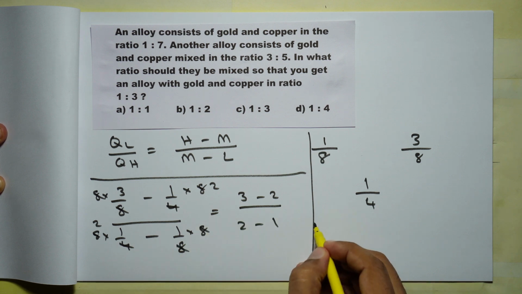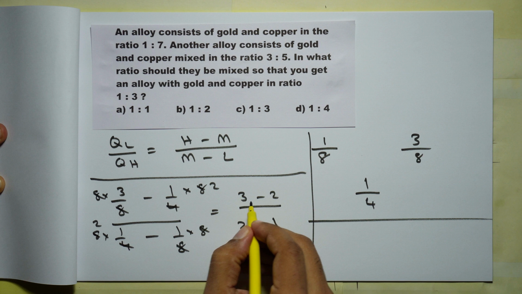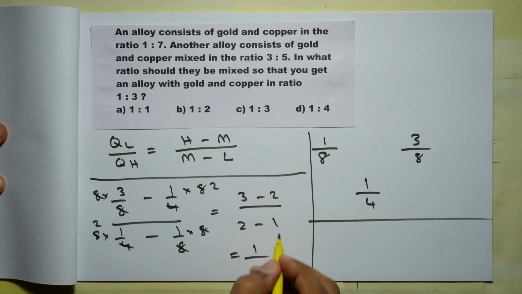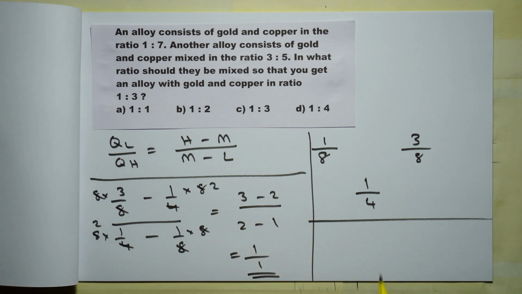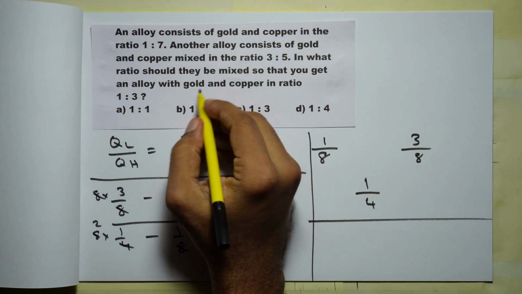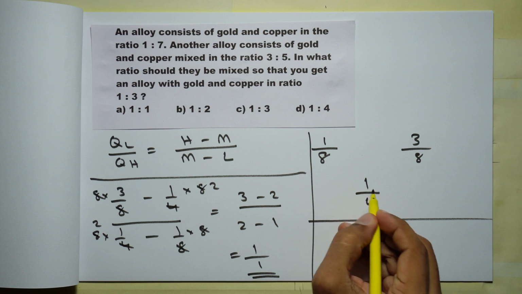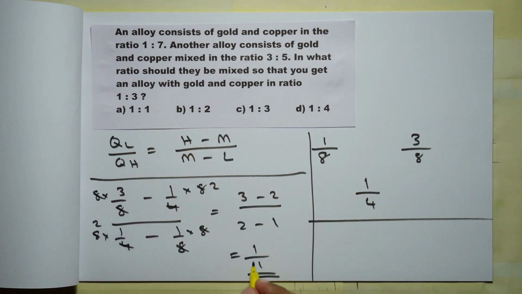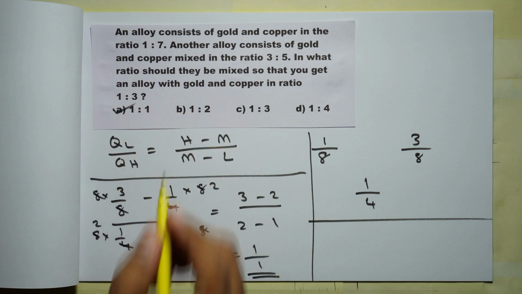So the required ratio will be 3 minus 2, which is 1. Denominator is 2 minus 1, which is 1. So the required ratio is 1:1. So if they are mixed in the ratio 1:1, then you will get this alloy in which the concentration of gold will be 1 out of 4. So the required ratio is 1:1, option A.